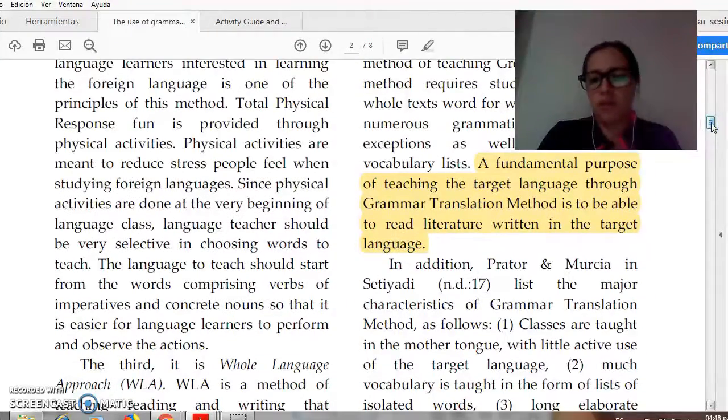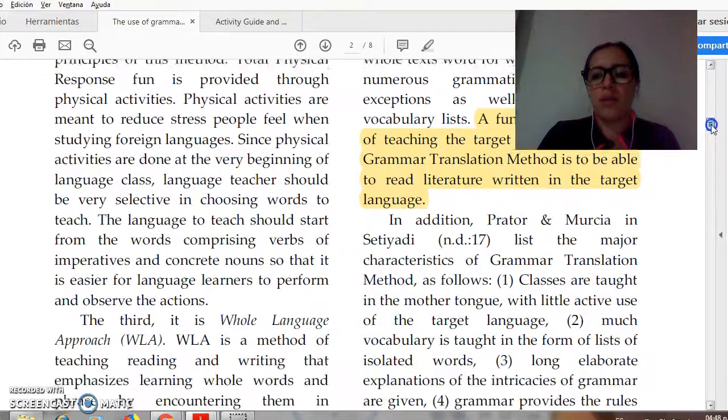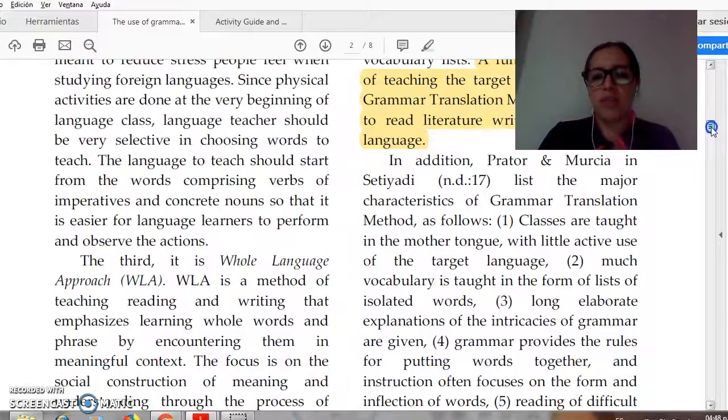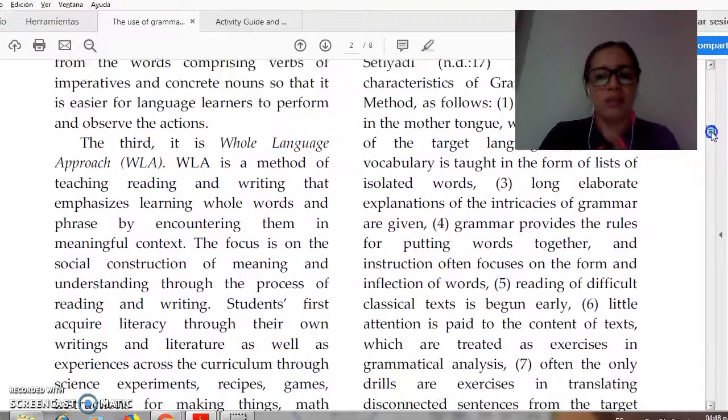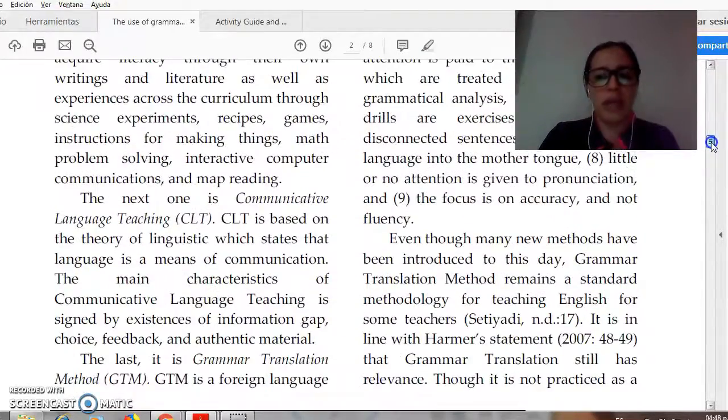So, first of all, let's remember that a fundamental purpose of teaching the target language through a grammar translation method is to be able to read literature written in the target language. So again, it backs up what I just said, where the grammar translation method is not very well used for communicative purposes.